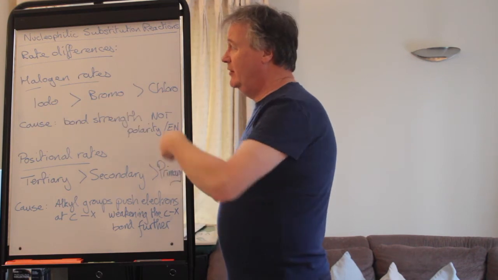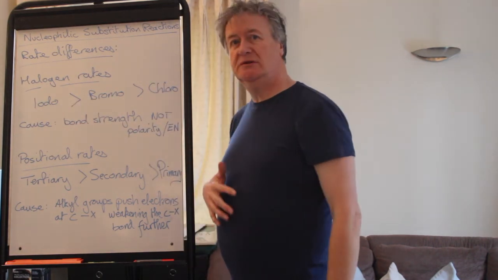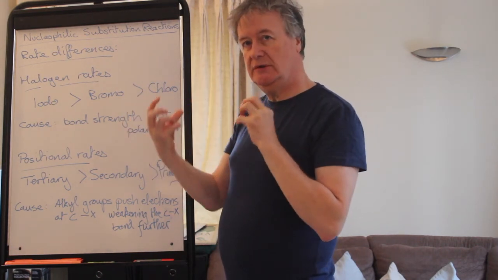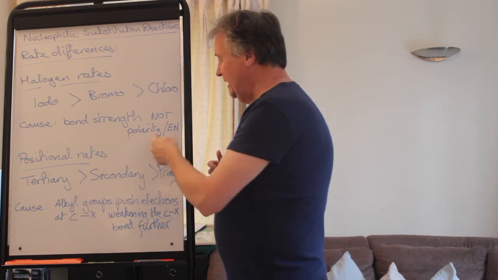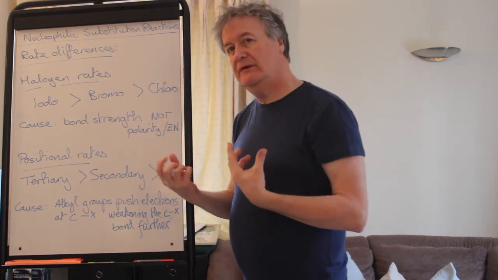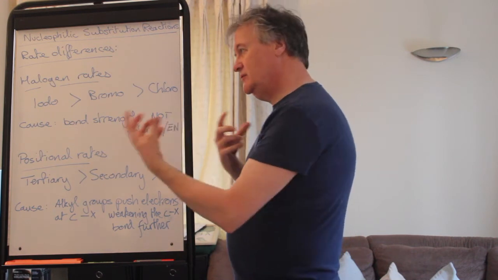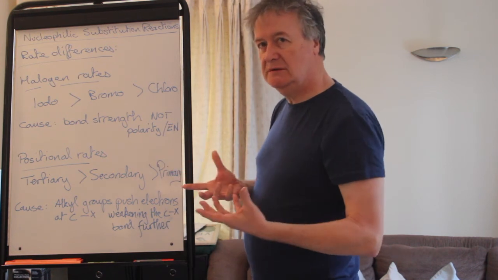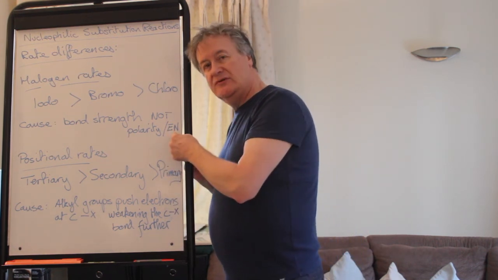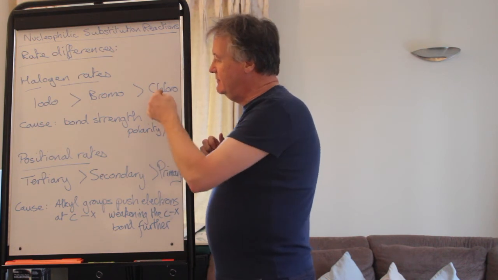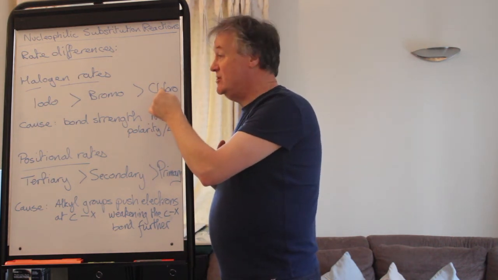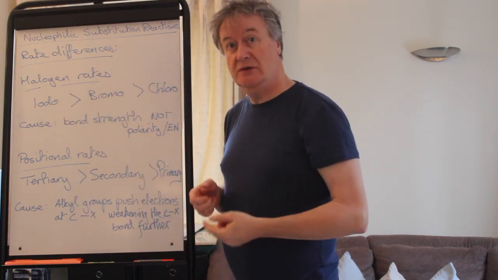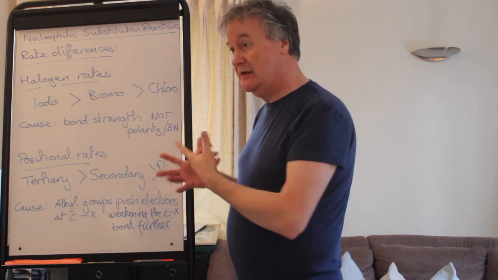The cause behind the difference of rates is that it's all to do with the strength of the bond. The C-I bond is the weakest. The C-Cl bond is the strongest in terms of bond energy. It's not to do with the polarity of the bond. You sometimes get a question where it asks you to compare the differences and state or explain the reason behind it. EN is electronegativity. Chlorine has the highest electronegativity, and that is not the reason. It's the least electronegative that is fastest. So it must be to do with something other than electronegativity.